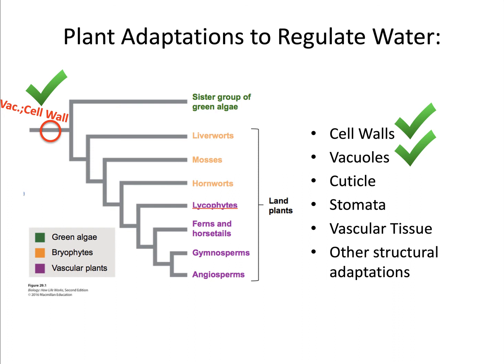So we've just talked about plant adaptations to regulate water. We've talked about cell walls, and we've talked about vacuoles. Okay, so in the next little set of lectures, we're going to move on to talk about this next group of adaptations, specifically a cuticle and stomata. So we'll talk about what those are in the next lecture.